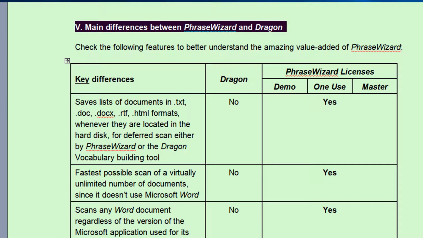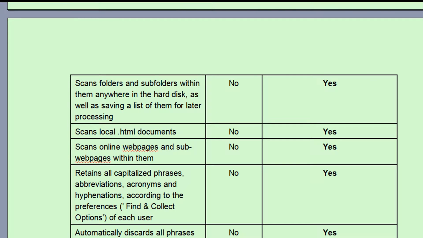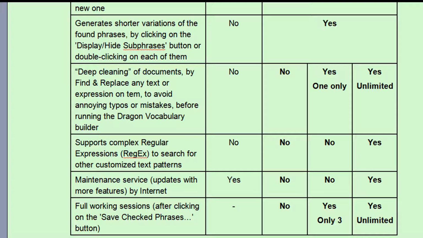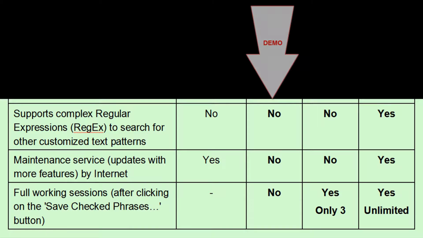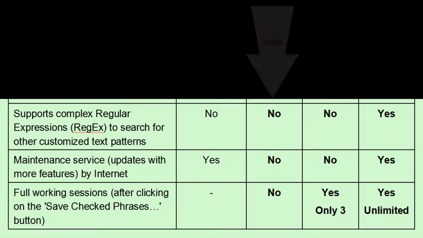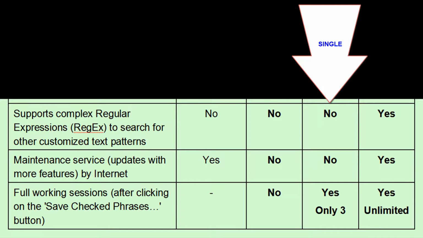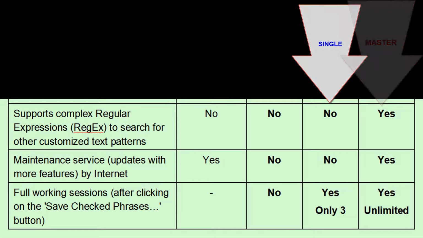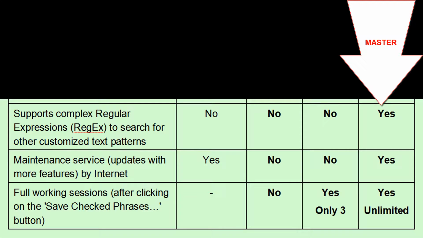I'm going to open the PhraseWizard manual. Main differences are between PhraseWizard and Dragon. So the right-hand column lists all the benefits of PhraseWizard versus Dragon. But I want to jump down to the bottom and I want to show the difference between these, the single-use license on the left and the master license on the right. So there are three key differences.